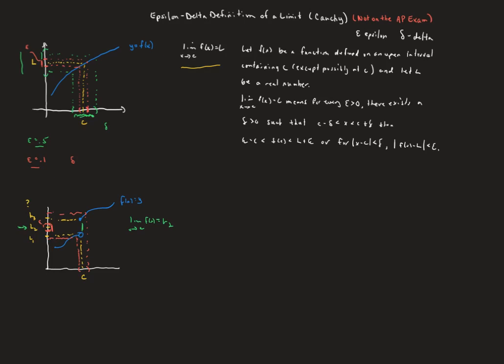And because there is at least one epsilon, probably lots of them, for which we cannot come up with a delta, so that all of the values of x in that region delta around c will give us values of y that are within epsilon of our proposed limit, then the limit does not exist. So I'm just going to say the limit does not exist. Okay, so that's the idea behind it.